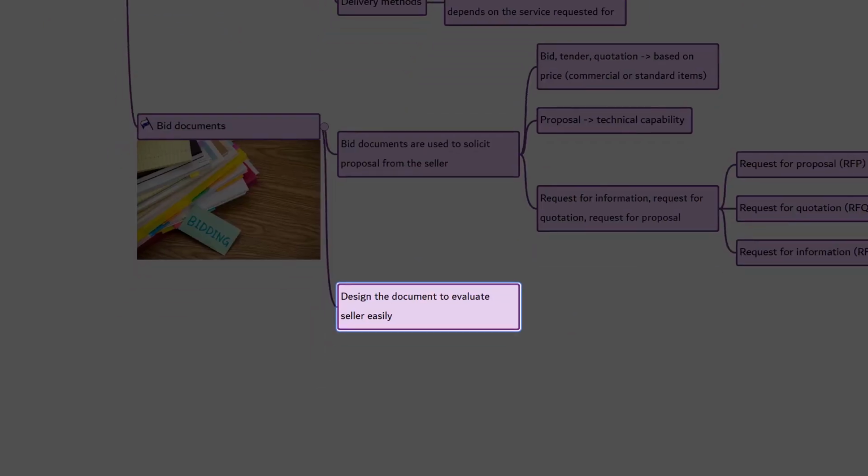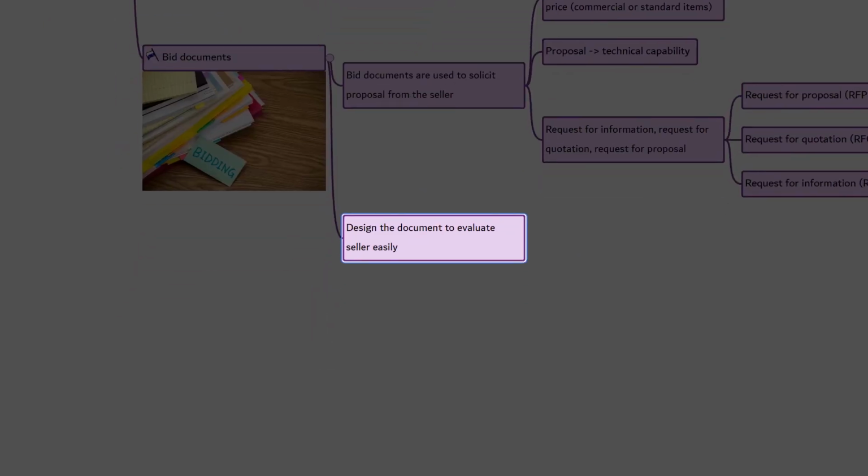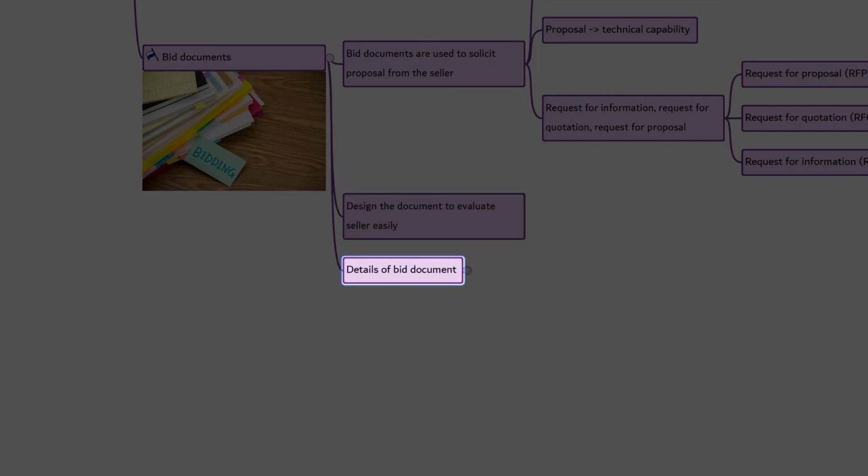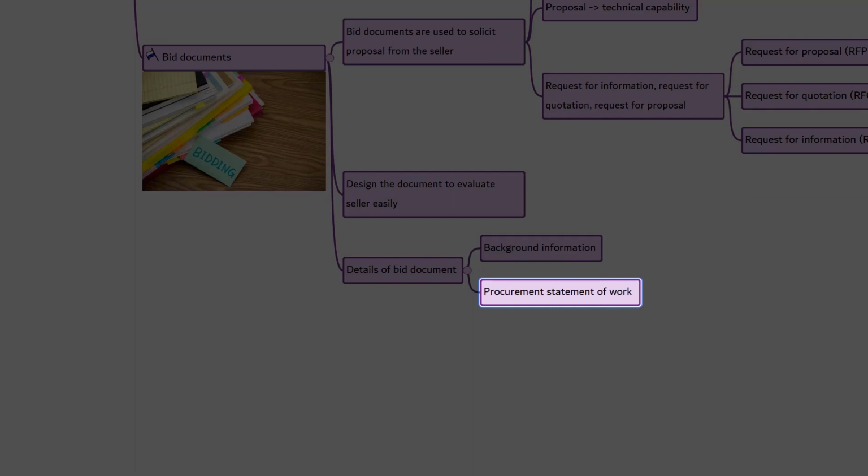Generally, the structure of the procurement document should facilitate the seller to provide an accurate and complete response. It should help the buyer to evaluate the responses easily. However, the procurement document should be flexible enough to accommodate the seller's suggestions. Let's look at the details of the bid document. Background information about why the buyer wants the work to be done. Procurement statement of work.